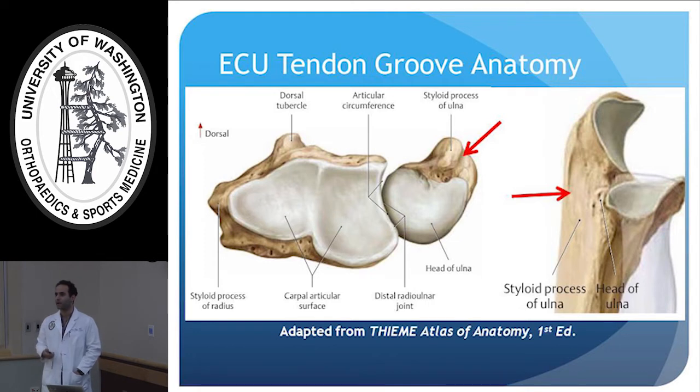And we know from Nakashima and colleagues in 93 that in cadavers, this groove can actually be fairly deep, shallow, or in some cases even flat. So from a clinical standpoint, inflammation or subluxation of the ECU tendon can be quite painful. These lesions are associated with overuse syndromes, and often the pain is on the dorsal ulnar side of the wrist, worsened by supination, as well as wrist flexion and ulnar deviation.